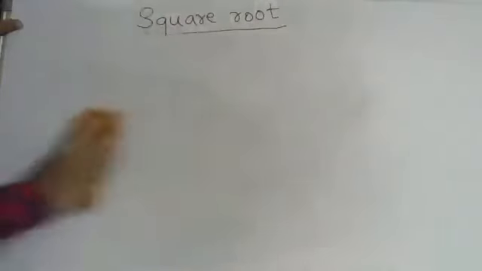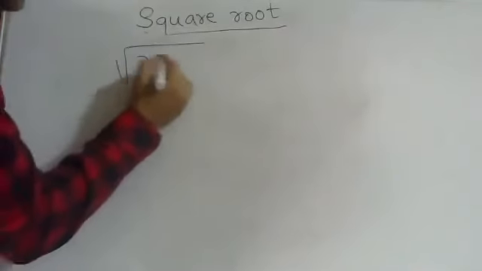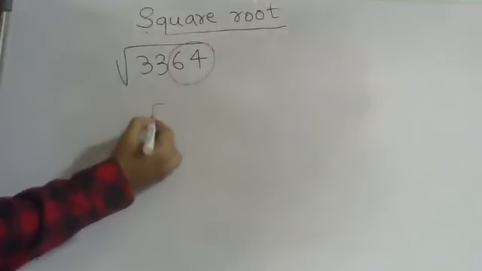Square root of 3364. Leaving last two numbers, we have to think about 33. 33 is near to which square? That is 5, 25.